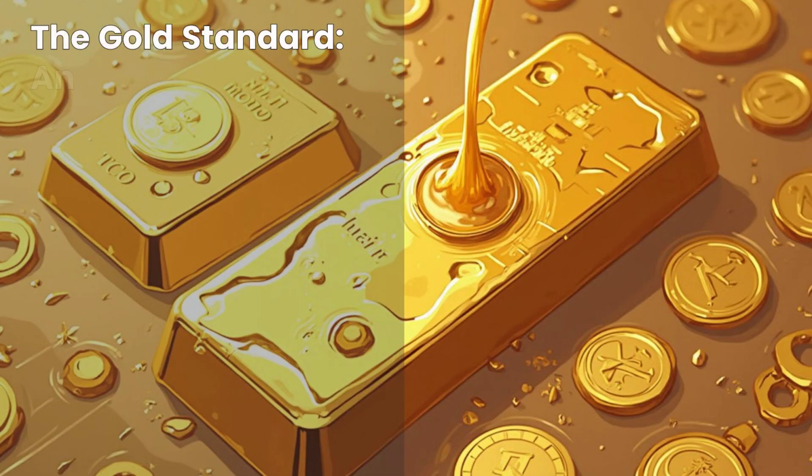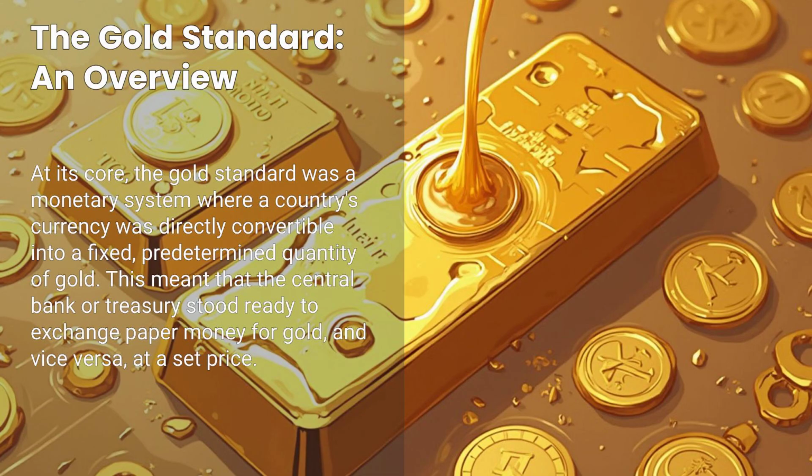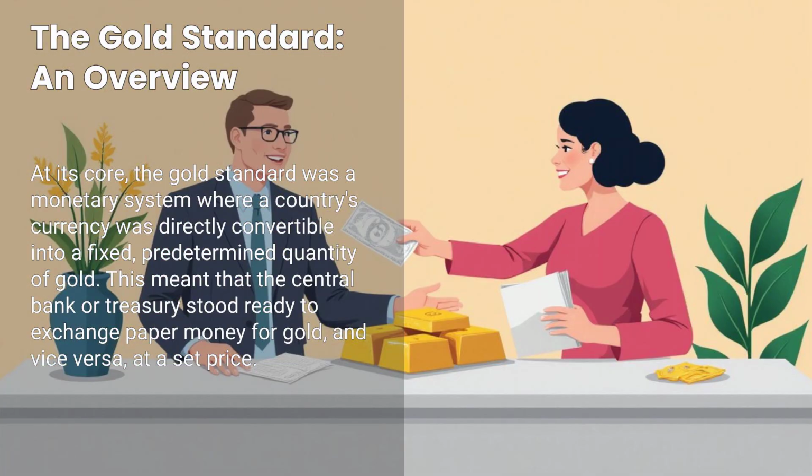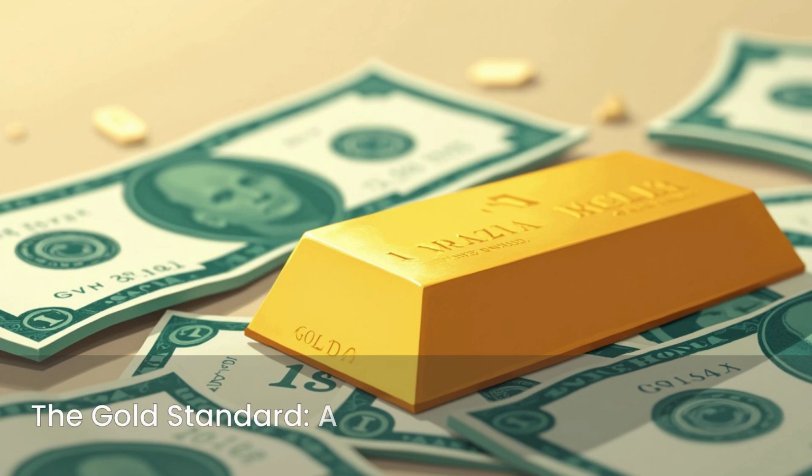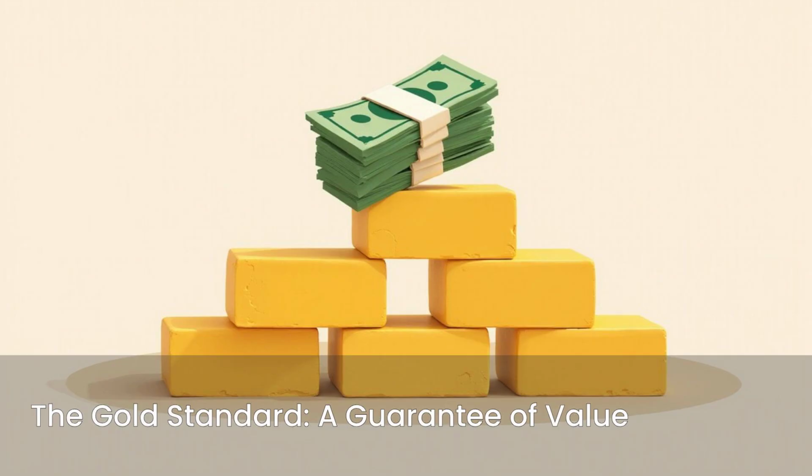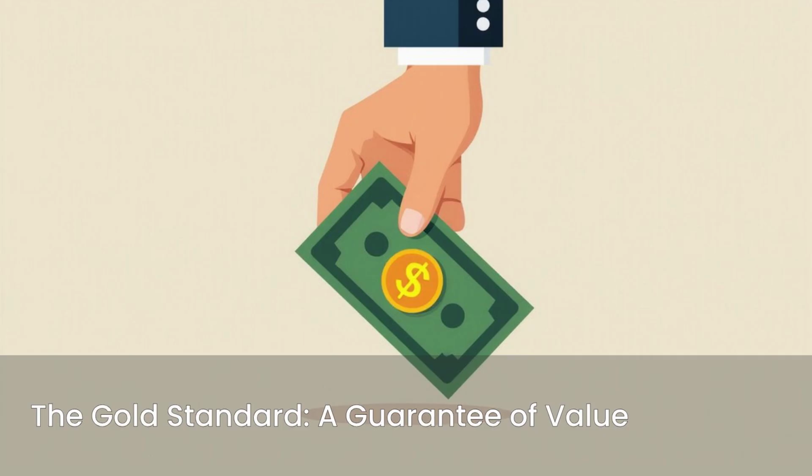At its core, the gold standard was a monetary system where a country's currency was directly convertible into a fixed, predetermined quantity of gold. This meant that the central bank or treasury stood ready to exchange paper money for gold, and vice versa, at a set price. For example, if 1 ounce of gold was valued at $20.67, then every dollar bill represented a claim on a specific fraction of that gold. This convertibility was the bedrock of the system, ensuring that the paper currency held its value. It wasn't just a promise, it was a guarantee.